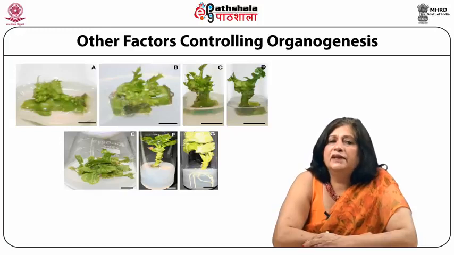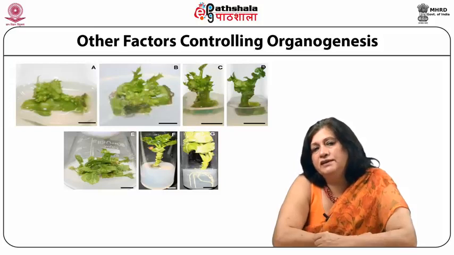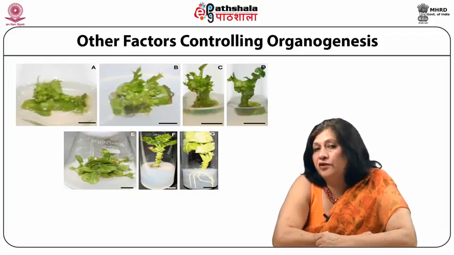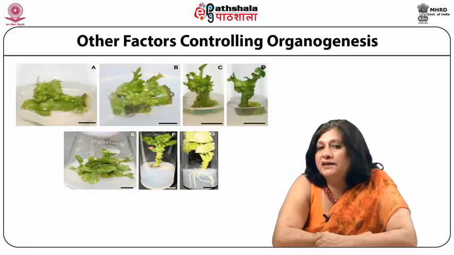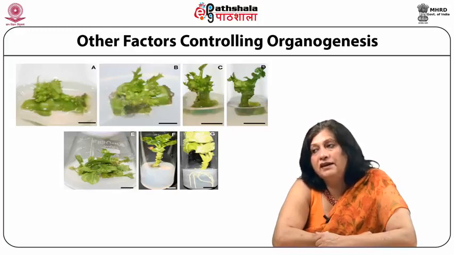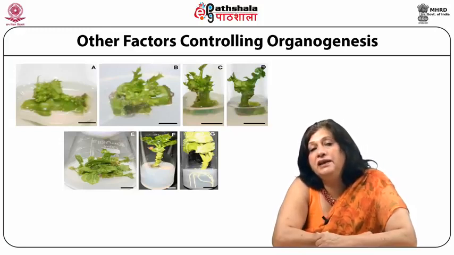Next point is the size of the explant. Suppose you have nodal explants, or even the length of the internode, that plays a key role, because if the explant is too small, it fails to survive, it does not form callus, or it takes a very long time. But if you take a very large explant, then it continues with its usual mode of growth. It doesn't differentiate.